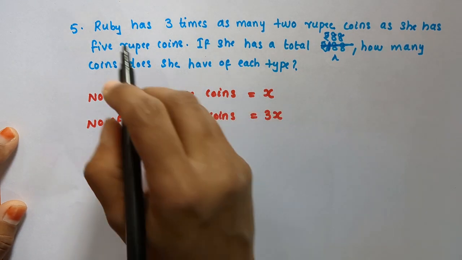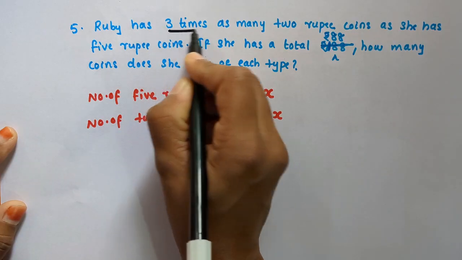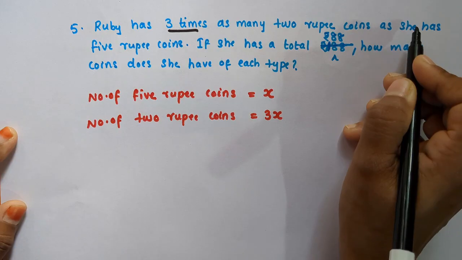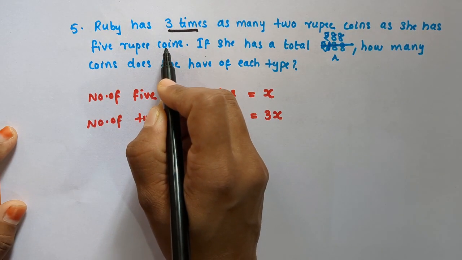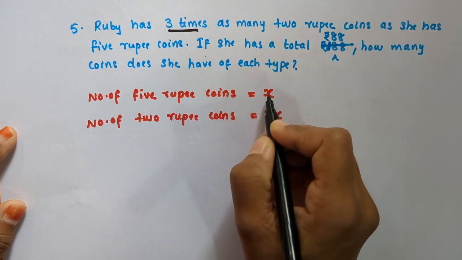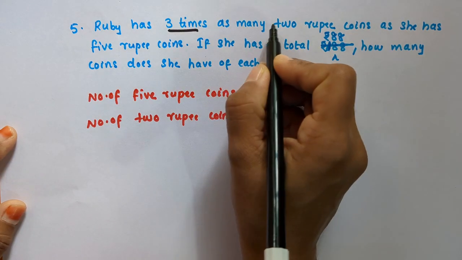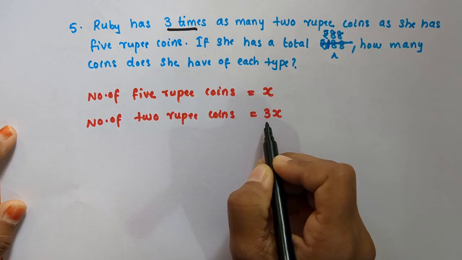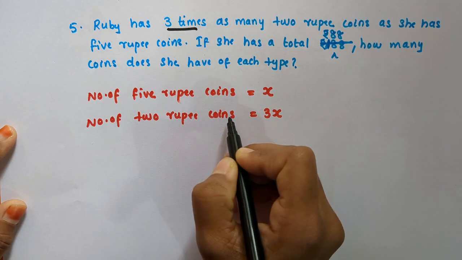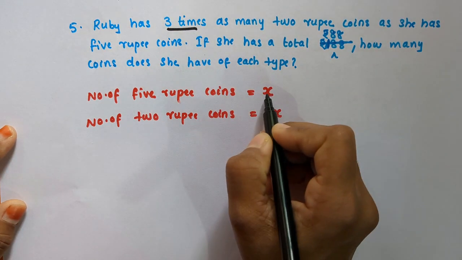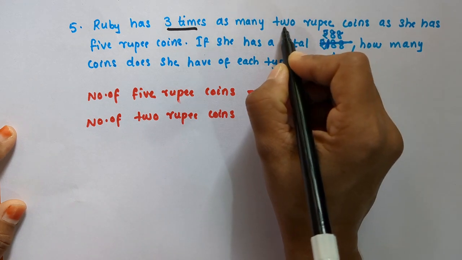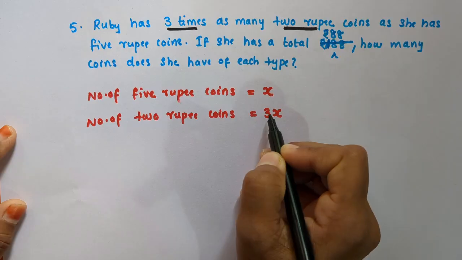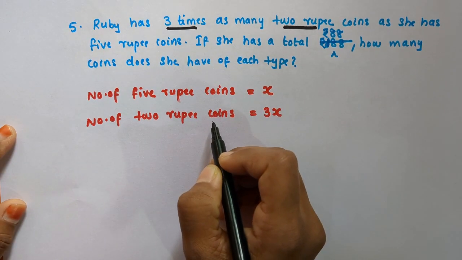Then according to this question, Ruby has 3 times as many 2 rupee coins as she has 5 rupee coins. So we have taken the number of 5 rupee coins as x. Therefore, the number of 2 rupee coins will be 3 times x, that is 3x. The number of 2 rupee coins is 3 times that of the 5 rupee coins, so 3 times x, that is 3x.